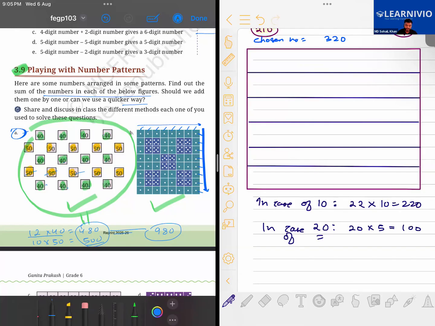So we are going to break this in such a manner that there will be 22 boxes, each having the value of 10, and there will be 20 boxes having the value of 5 here. Getting what I'm trying to say? Or rather, we can make it 5 boxes, each having the value of 20. We can do that as well. Okay.